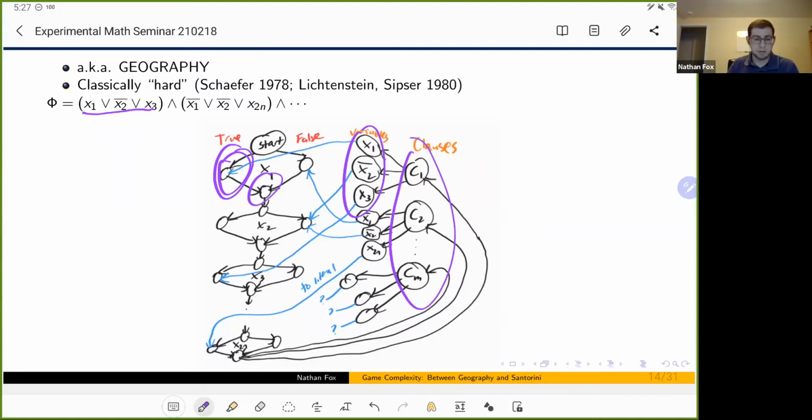So this classical reduction is due to Lichtenstein and Sipser. And it'll actually be the basis for a bunch of our other reductions. We may not have time to see too many of them, but this is an important thing to keep in mind. This is a good structure for these reductions.